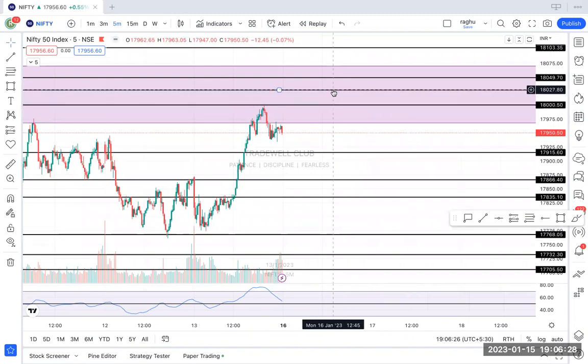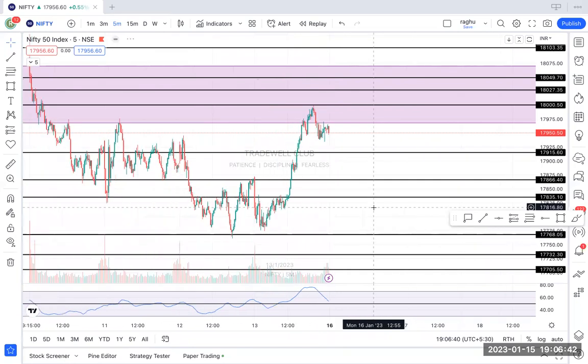Again, when it is crossing, you can buy a CE here, book your profits. Again, buy CE, book your profits. If it is going below this level, buy a PE, book your profits. Again, when it is crossing this particular level, again buy a PE, book your profits. This is how you need to trail and make money in this market.